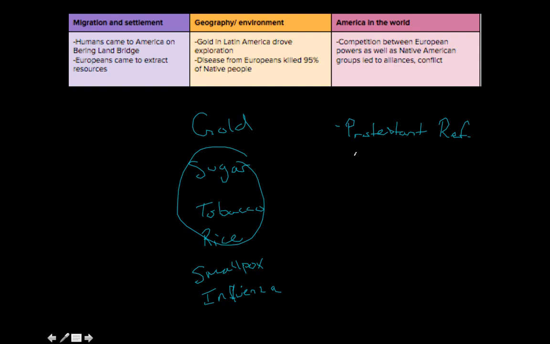So that's going to drive competition to get to other places and spread their religion. That's something to think about there. We also get the slave trade that begins. We're going to develop that more later. We get, obviously, the Columbian Exchange we've already talked about.